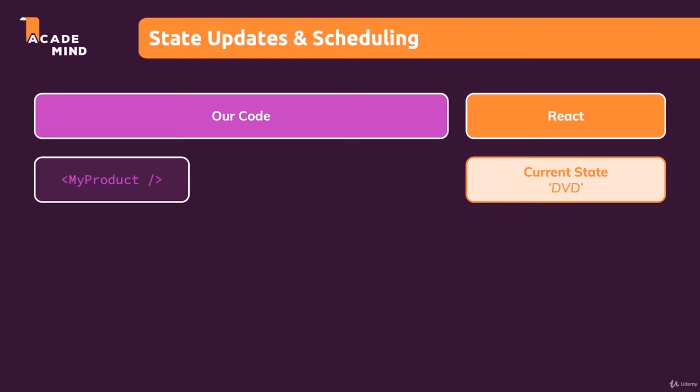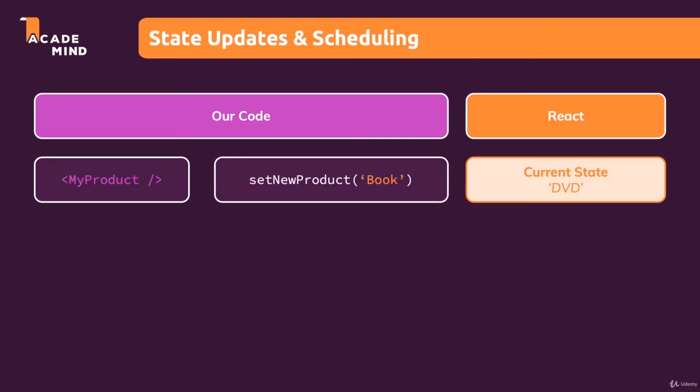Let's say the initial state for this product component is DVD. So we have a DVD as a product here. Now, eventually, because a user clicked a button or whatever, in that component, we update that state. For example, with setNewProduct, that could be our state updating function returned by the useState hook. And we set the new product to book. So from DVD to book.